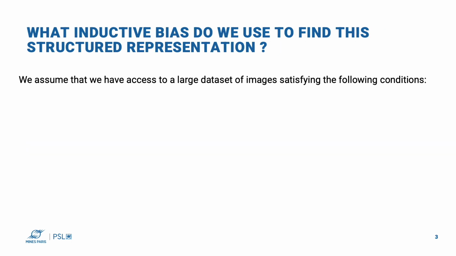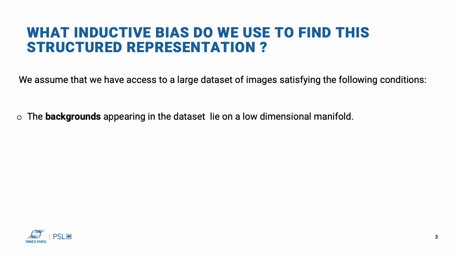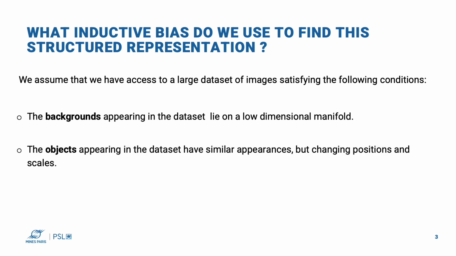What kind of inductive bias do we use to learn these object-centric representations? First, in order to learn the background, we assume that all the background frames in the dataset lie on a low-dimensional manifold. In order to learn the object representations, we also assume that the objects appearing in a given dataset have similar appearances but different positions and scales.